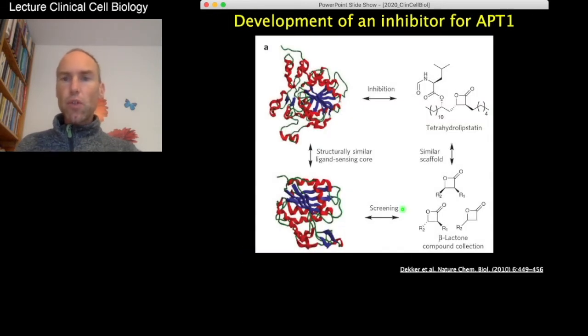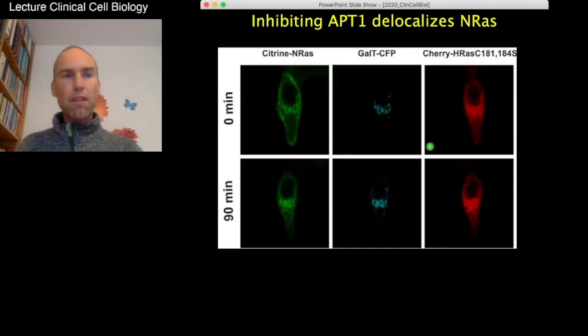So they started to screen for drugs that inhibit this APT1, and they actually came up with one of those inhibitors, described in this very nice paper in Nature Chemical Biology. And here's the experiment that they did with this inhibitor. So here you see again NRAS localization at the plasma membrane and partially also at the Golgi. Now when they add the inhibitor of this APT1, what they see after 90 minutes is that this protein, NRAS, starts to delocalize over all the membranes.